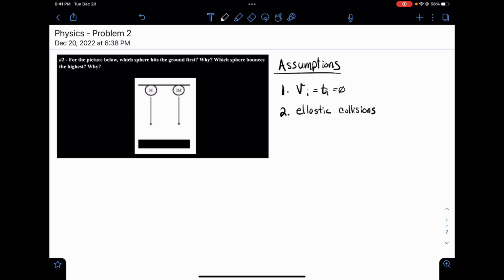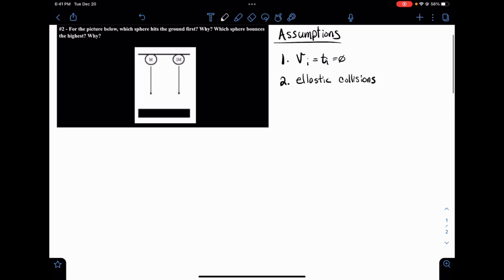In real life, there'd be some heat generated, some sound generated, maybe it was a sticky surface, and something happened where energy from the fall is transferred into the ground, and that's why realistically when you drop a bouncy ball, it doesn't reach your hand. But we're going to make the assumption that it is a perfectly elastic collision where all of the energy is staying in the system itself. Okay. So for part 1, we want to figure out which ball hits the ground first.